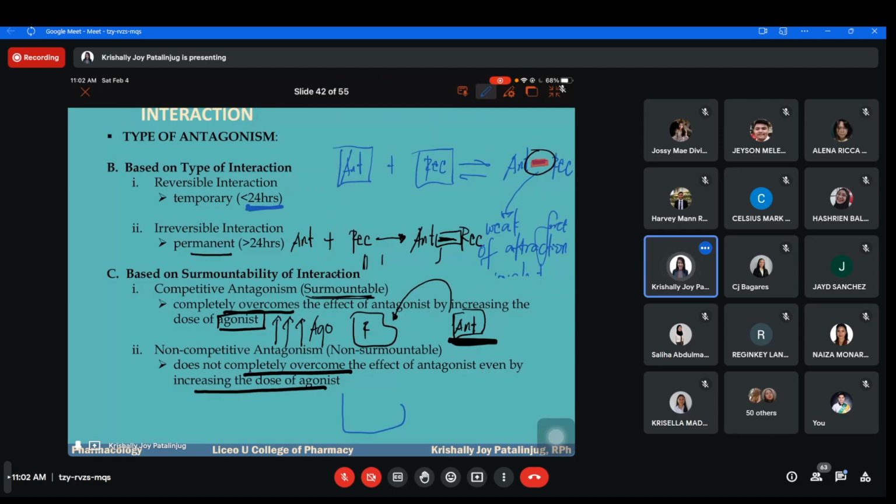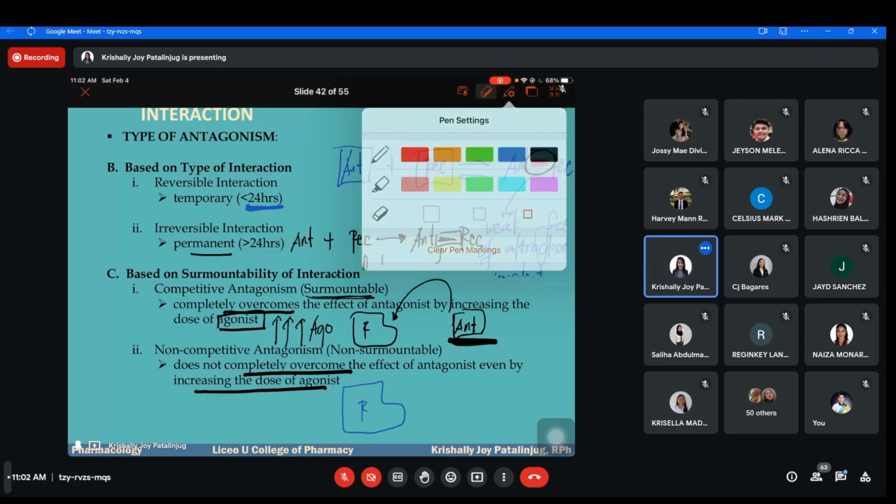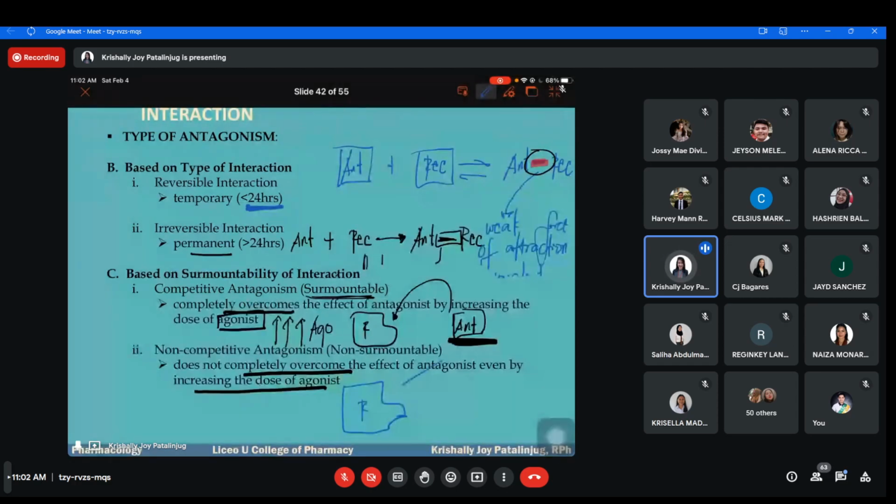What happens here is, for instance, this is the receptor. And then, yung portion na ito, yung nasa taas, let's say that is the active site. The active site of the receptor. And then we have here, halimbawa, the antagonist. Non-competitive antagonist if the antagonist involved here is an allosteric type of antagonist.